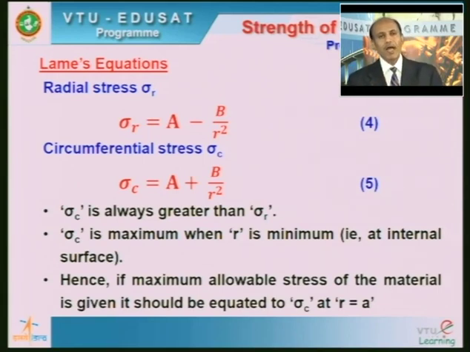For example, while doing numerical problems, we would give you some allowable stress, maybe about 40 megapascals, or 50 megapascals, or 100 megapascals. Whenever such data is given, we have understood that in the wall of a cylinder the circumferential stress is always more than the radial stress, and further that it is maximum at the inner surface compared to the outer surface. So, the allowable stress should always be equated to the circumferential stress at the internal radius. That is the important thing you need to understand.